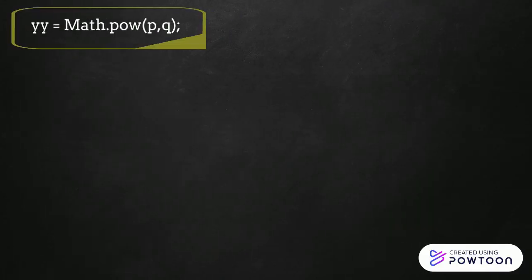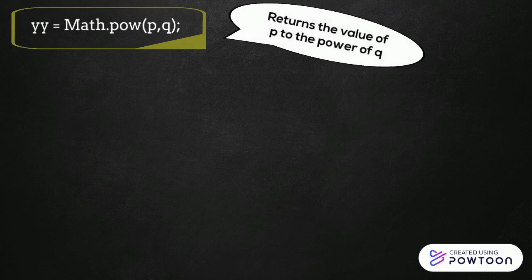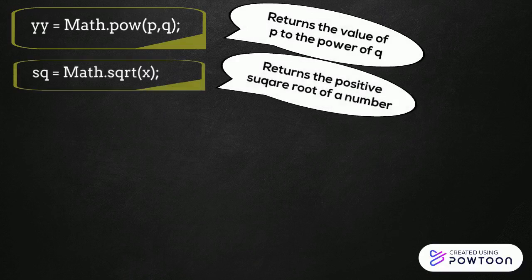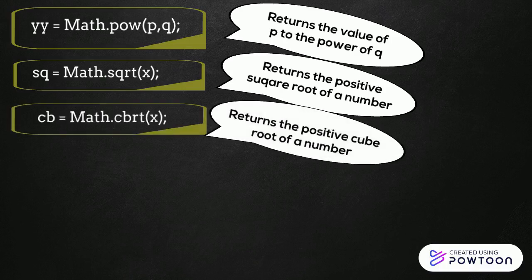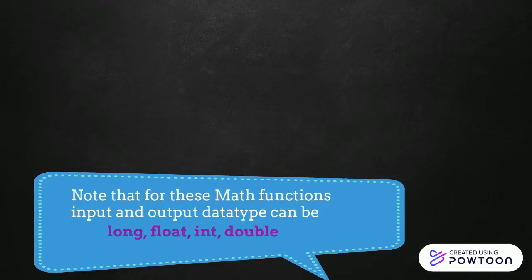Let's look at a few basic math functions. Math.pow stands for power. So in this case, it would give you p to the power of q. sqrt stands for square root. It returns the positive square root of a number. cbrt stands for cube root. It returns the positive cube root of a number.